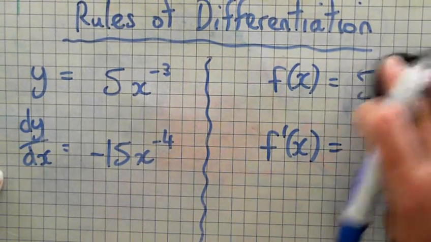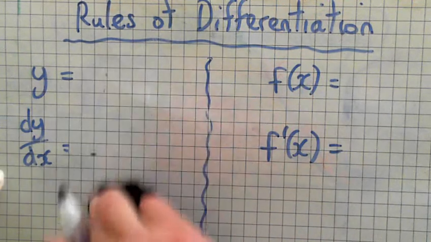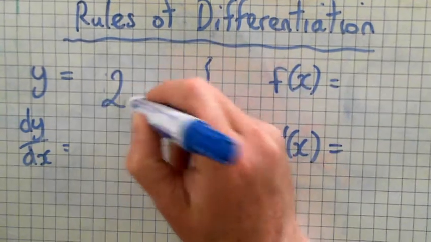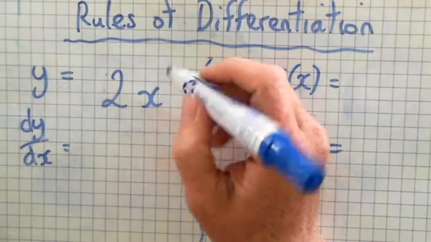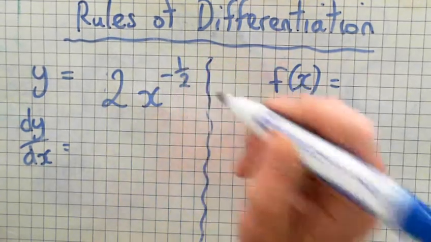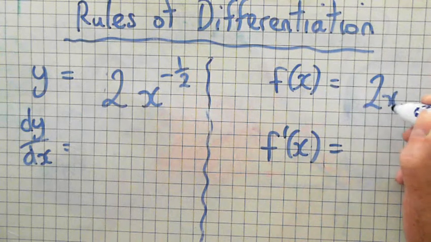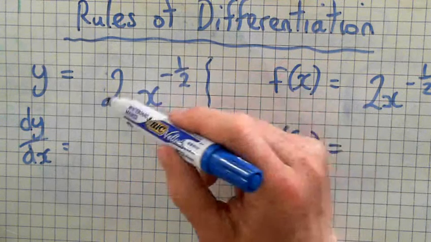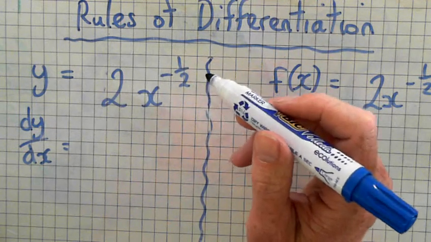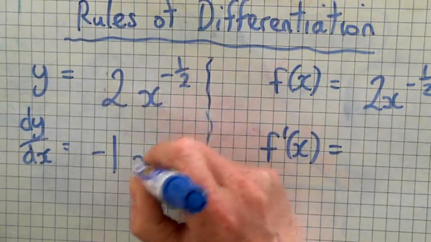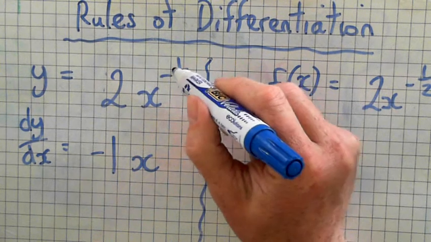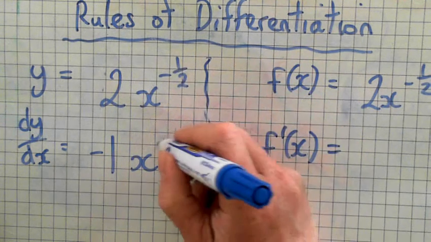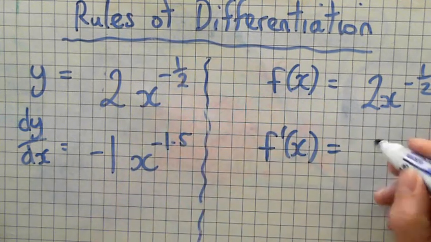And one other example comes to mind. What happens if we have 2x to the power of minus a half? What's minus a half times 2? Minus 1. Use your calculator if you're not too sure. And if you subtract 1 from minus a half, minus 1.5.